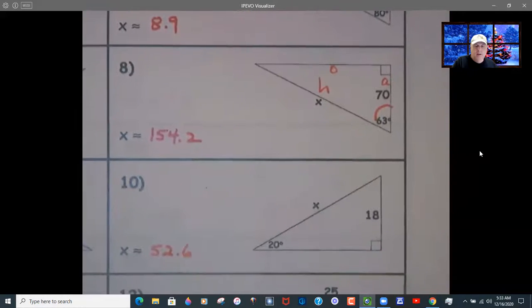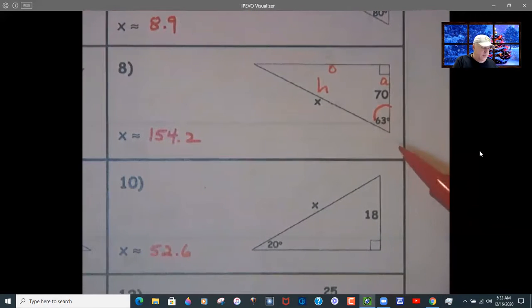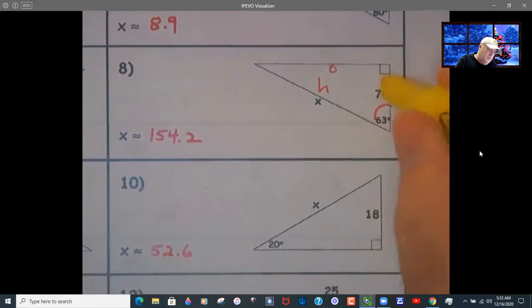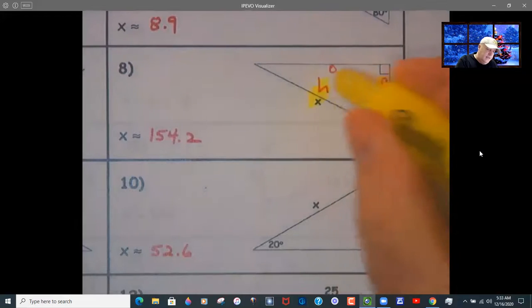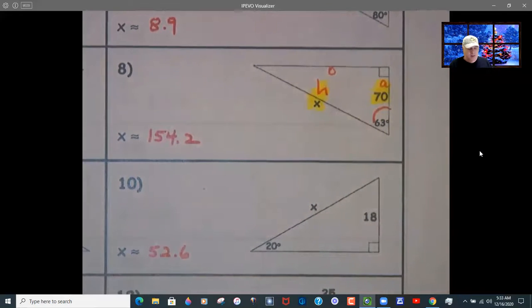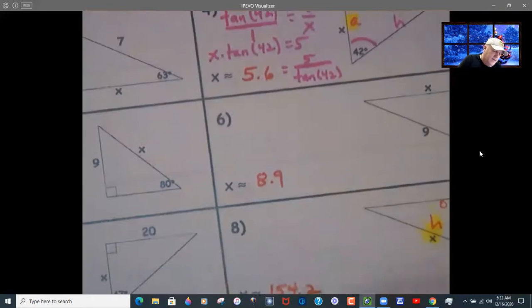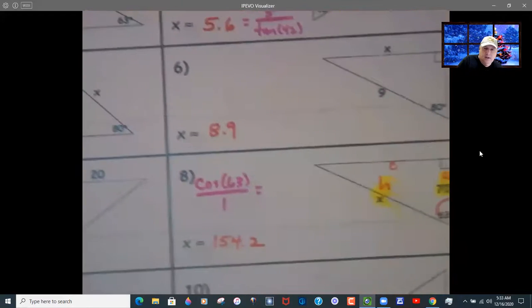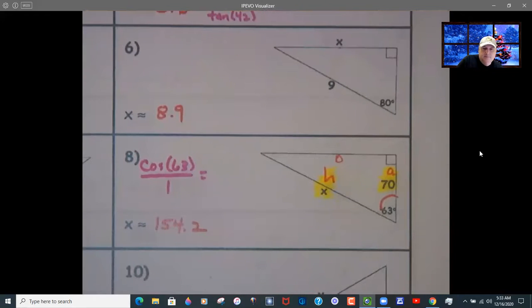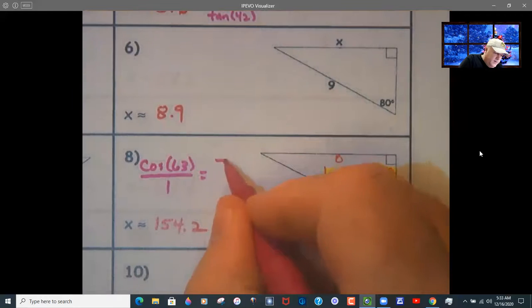Number 8. So number 8, I chose 63. Now what two sides have the labels, the A and the H? That's how you tell which one. Well, what is the A and the H? That's cosine. So you're going to write that out. Cosine of 63, I'm going to put it over 1 because we got to do a cross product, equals adjacent over hypotenuse.